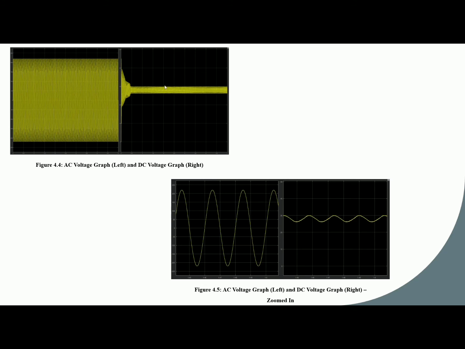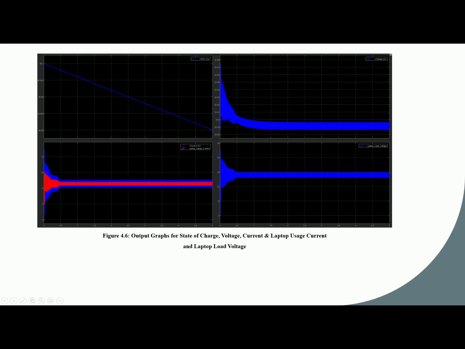But as the simulation progresses, it stabilized and started oscillating between 26 volts and 30 volts. This is the same graph, but it's a bit zoomed in than the figure in 4.4. So yeah, as you can see over here, this is DC voltage, this is the AC voltage. So now I shall give a brief explanation on figure 4.6 as well.